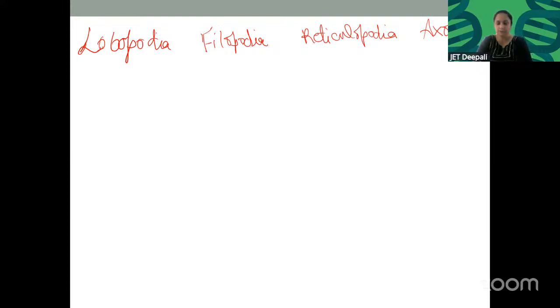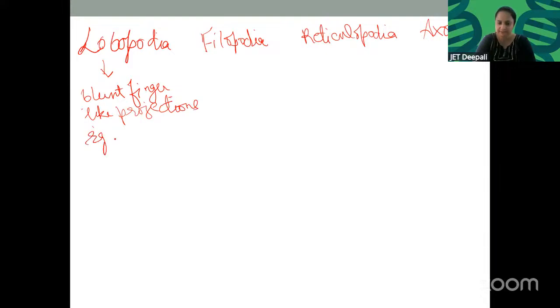Okay. So what is lobopodia? Blunt, finger-like projections, meaning they are blunt pseudopodia. Example, Entamoeba, amoeba. Entamoeba histolytica is the organism name. It causes dysentery, discomfort in the stomach, or amoebiasis, with excess vomiting and loose motions.